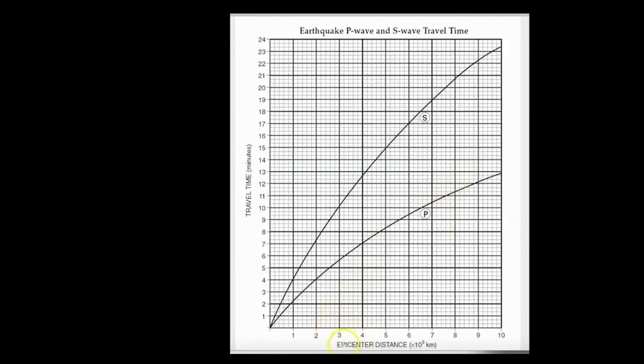On the x-axis we have the epicenter distance, and this is in kilometers, and we have to multiply times 10 to the 3rd kilometer, so each one of these is actually, you should add 3 more zeros, so this is 1,000, 2,000, 3,000, 4,000, and so forth. On the y-axis, we have the travel time, and this is the time it takes for these S waves and P waves to travel. We can use this to determine the distance we are from an earthquake. So if we have a seismometer, we can determine how far away we are from the actual earthquake if we have the S and P waves recorded.